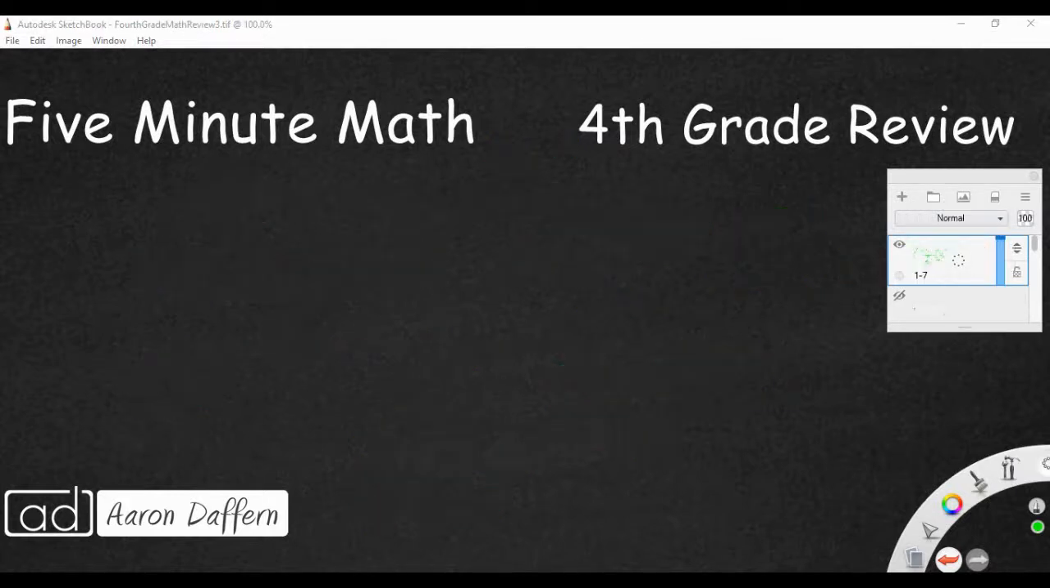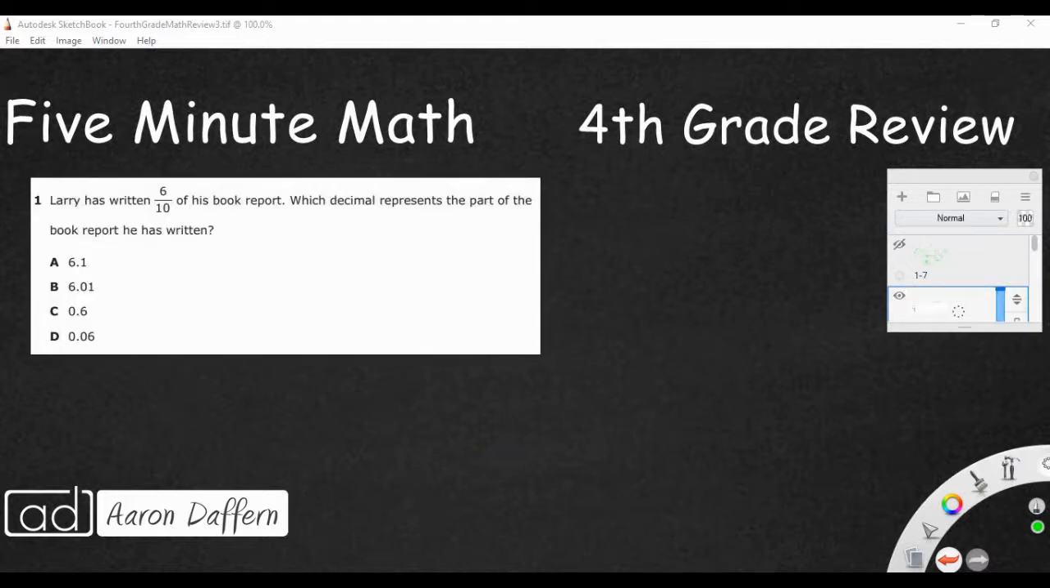So now we've got 2 problems that we're looking at the relationship between fractions and decimals. So number 1 says Larry has written 6/10 of his book report. And I'm going to just write that out in words here. 6/10, because you say the numerator first, and then you say the denominator, 6/10 of his book report. Which decimal represents the part of the book report that he has written?